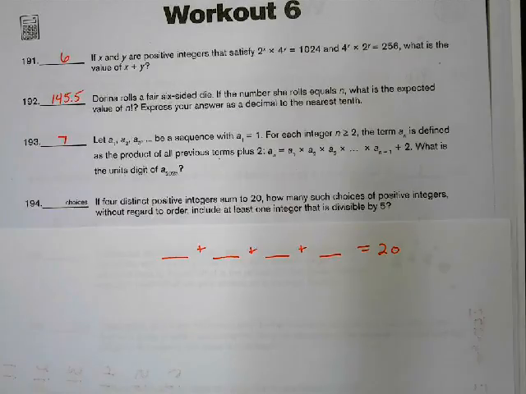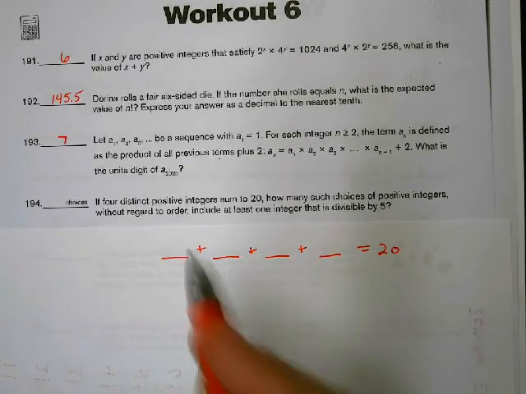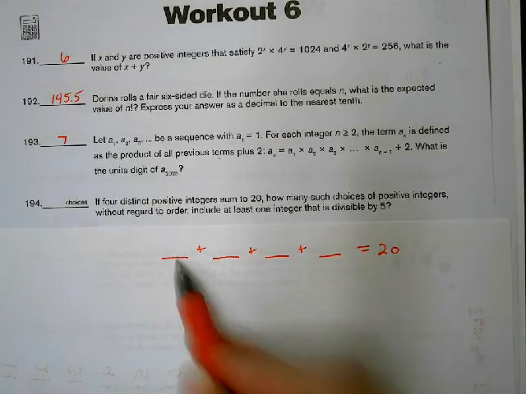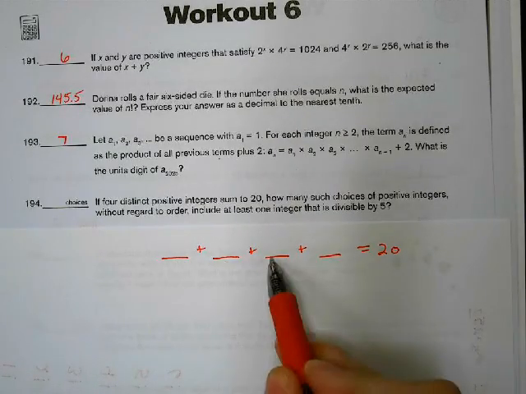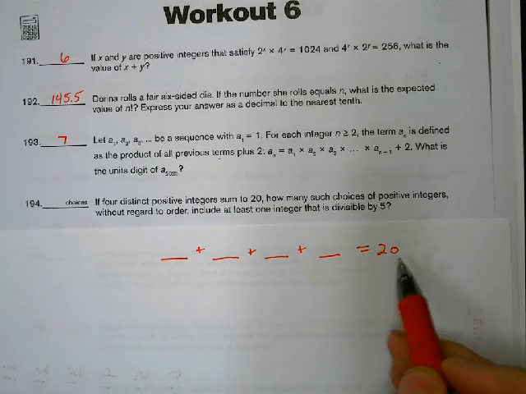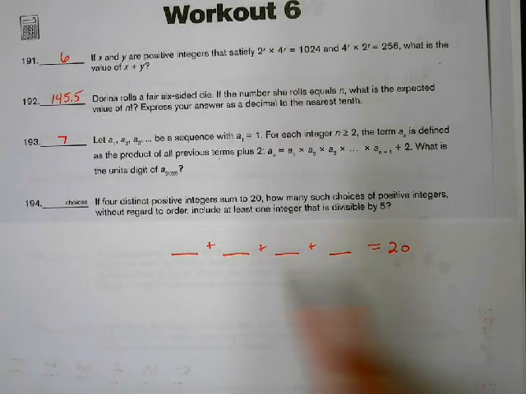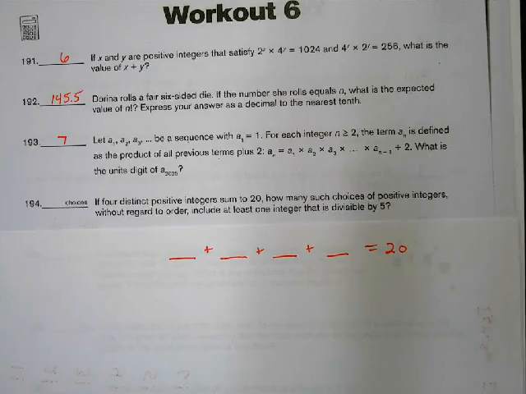Well, I got 5, 10, 15, and 20. I can't use 15 or 20. If I make this number 15, then these numbers would have to be like 1 plus 2 plus 3. Those are the smallest numbers possible. And that would give me 21 instead. So I can't use 15. I definitely can't use 20 because then I wouldn't get numbers that add up to 20. So I only have 2 cases that might work here.